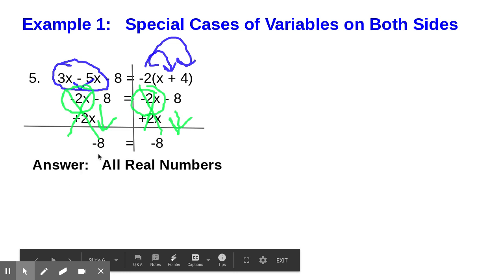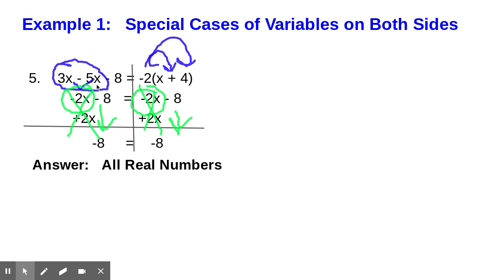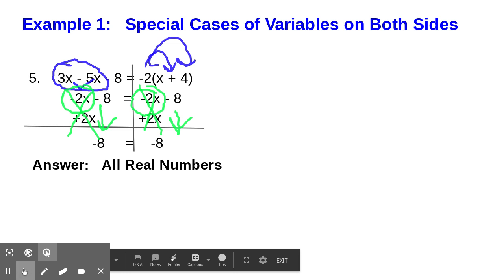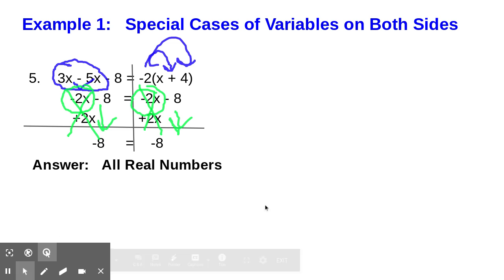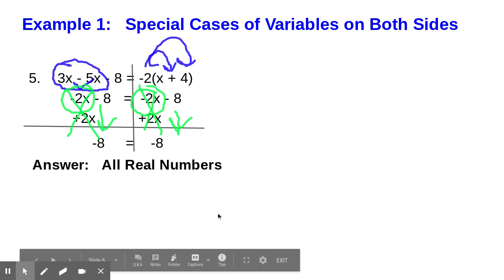Any number that I know of on the number line, I can substitute it back into the values for my variables, and it will make sense. That's what all real numbers means. There is an infinite amount of solutions there. Okay, let's take a look at another one.